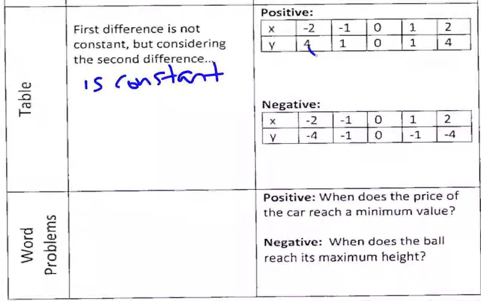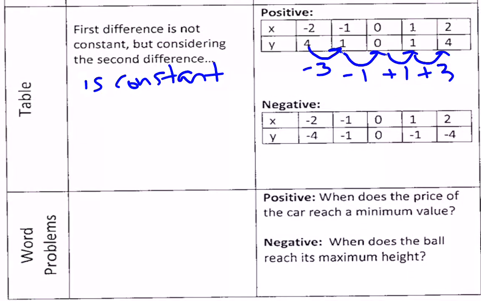Look at my table. To go from 4 to 1, I subtract 3. To go from 1 to 0, I subtract 1. To go from 0 to 1, I add 1. To go from 1 to 4, I add 3. Those don't really look anything alike, right?